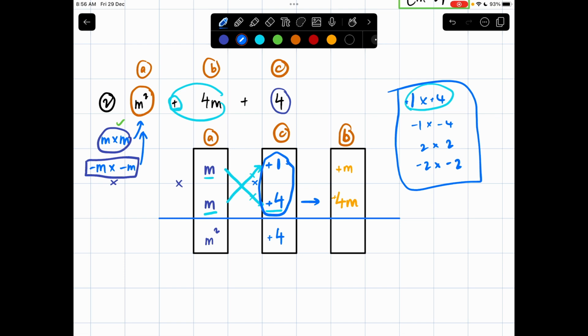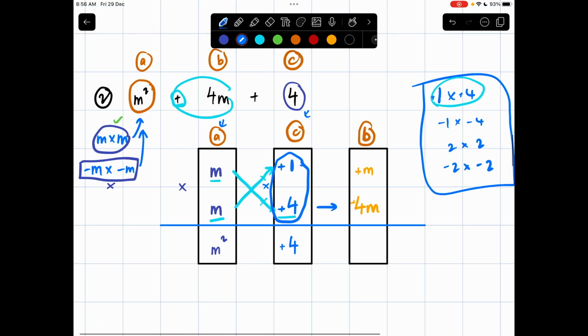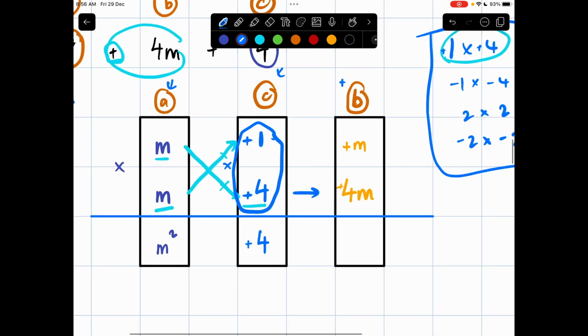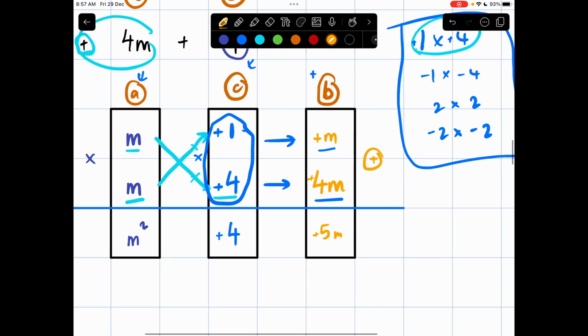Okay, so now for column A and C, what we did is we multiplied the numbers together. But for column B, it's quite special. They're going to add them. So what you do here is we take m and 4m and add them together, from which you will get the number 5m, positive 5m. You add them together. All right.